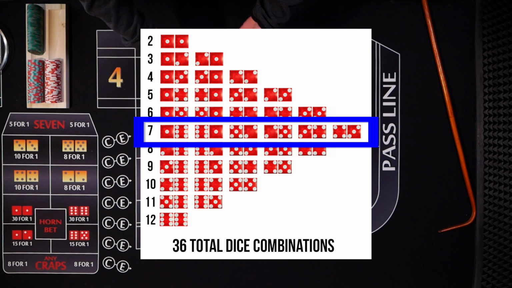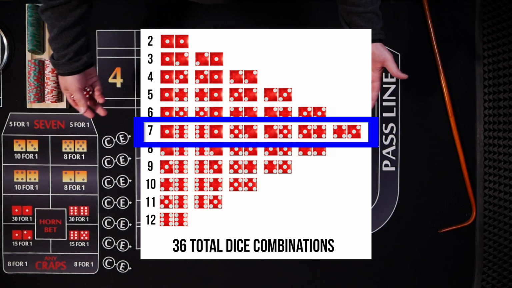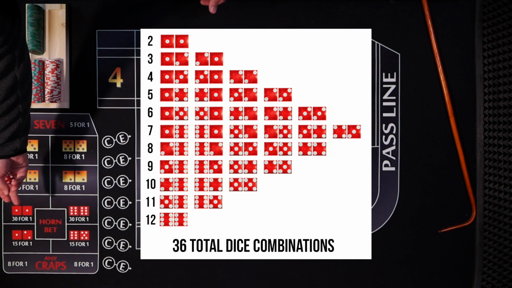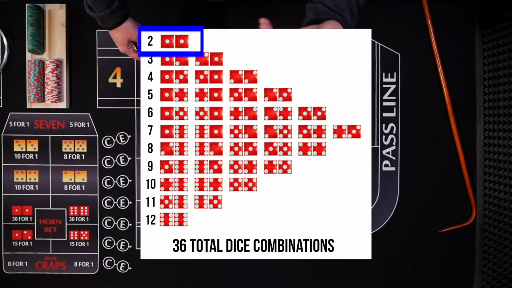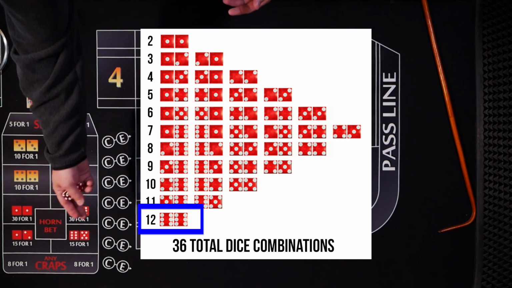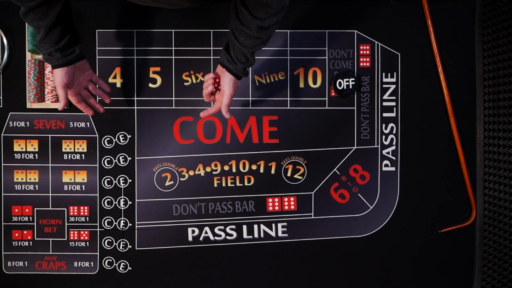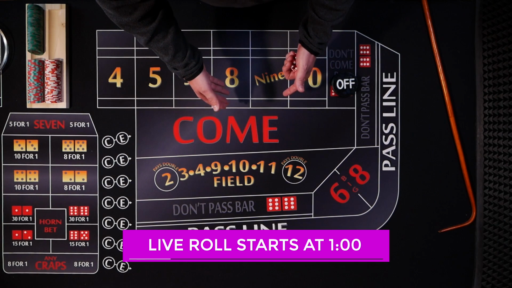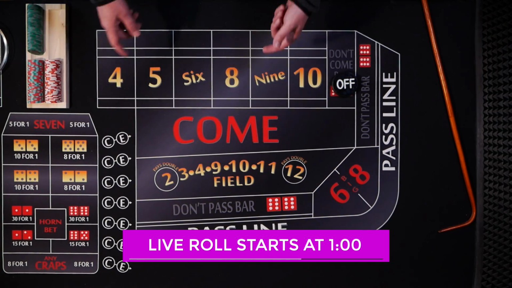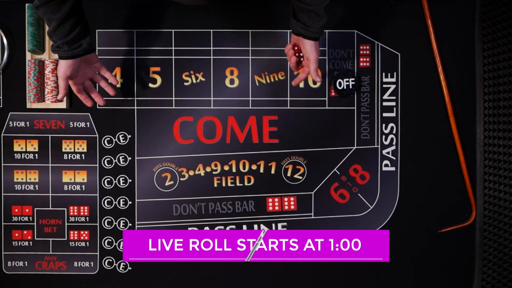For instance, 7, there are 6 different combinations out of the 36, 6 different ways to roll a 7. And for instance, snake eyes, 2, there's only one way to roll a 2, and there's one way to roll a 12, and so on. So I'm going to go ahead and roll 36 times, and we're going to see how closely it aligns with probability. I'll mark each roll with these chips, and I may do it a couple times.